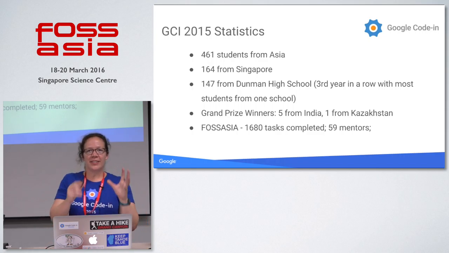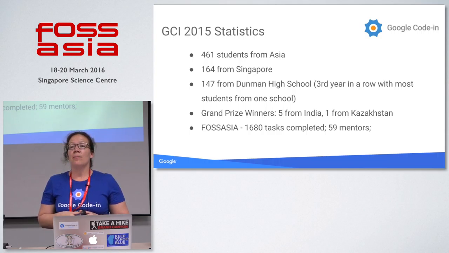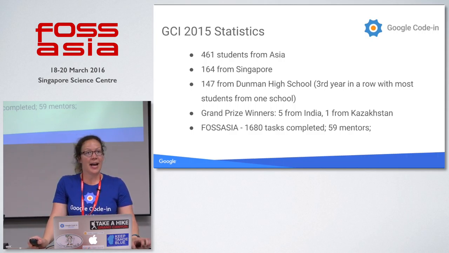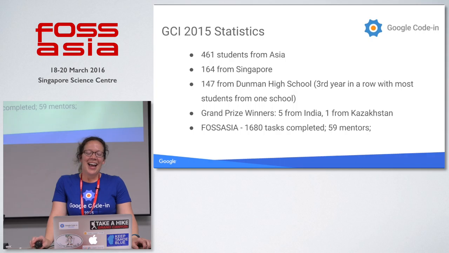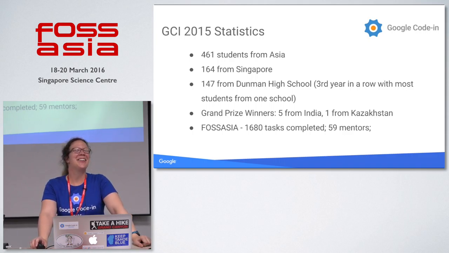Now, some more Asia-centric statistics. 461 students from Asia completed tasks in the contest. So basically, almost half of the students that successfully completed tasks were from Asia. 164 were from here in Singapore, and 147 of those were from Dunman High School, which for the third year in a row had the most student participation of any high school in the program. So congratulations, guys.